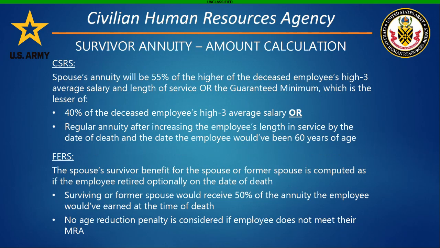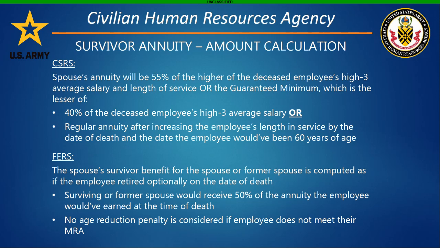So there are two different calculations for a survivor annuity based upon the retirement system under which the deceased employee was covered. For CSRS, a spouse's annuity will be 55% of the higher of either the deceased employee's high 3 average salary and length of service, or a guaranteed minimum, which is the lesser of 40% of the deceased employee's high 3 average salary, or a regular annuity after increasing the employee's length of service by the period of service that occurred between the date of death and the date the employee would turn 60 years of age.